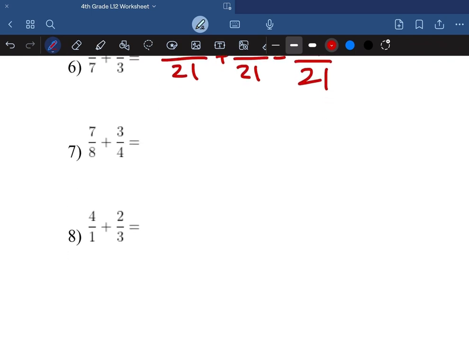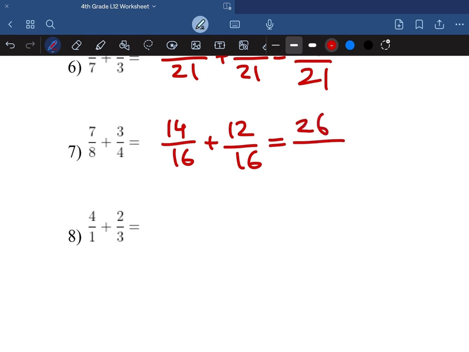Number 7, we have 7 over 8 plus 3 over 4. So we're going to have a common denominator of 16. So we would turn 7 over 8 into 14 over 16 and 3 over 4 into 12 over 16. 14 plus 12 is 26. So the answer is 26 over 16.